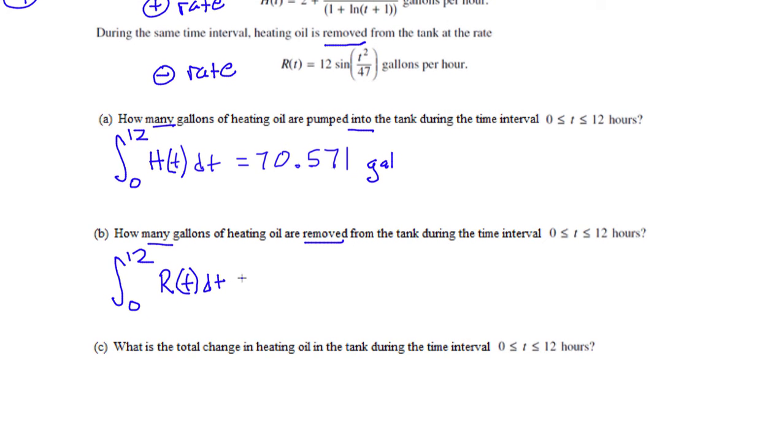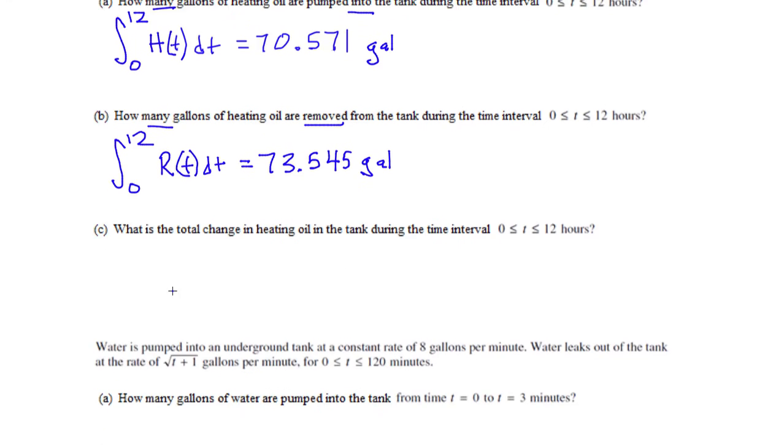73.545. The units here are still gallons. And then finally, the total change. So total change is going to be that H of t minus R of t, or the y1 minus the y2 function, again from 0 to 12, so 0 to 12.